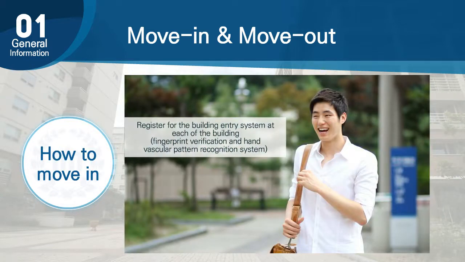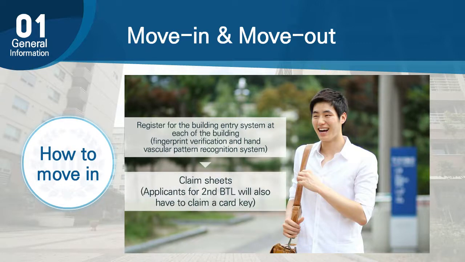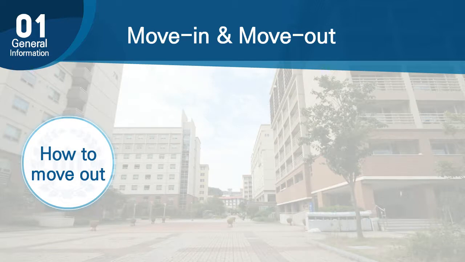I will begin the introduction on registration process. Applicants should register for the building entry system, claim sheets, and dormitory brochures. Applicants for the second BTL should also claim a card key. If you wish to take a leave, follow the vacating procedures.